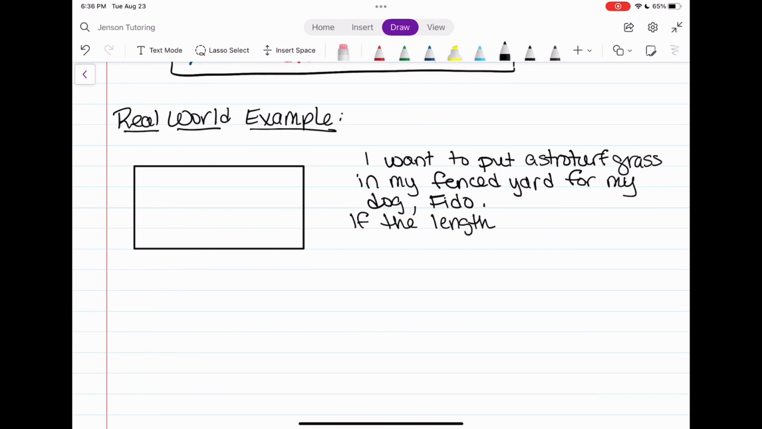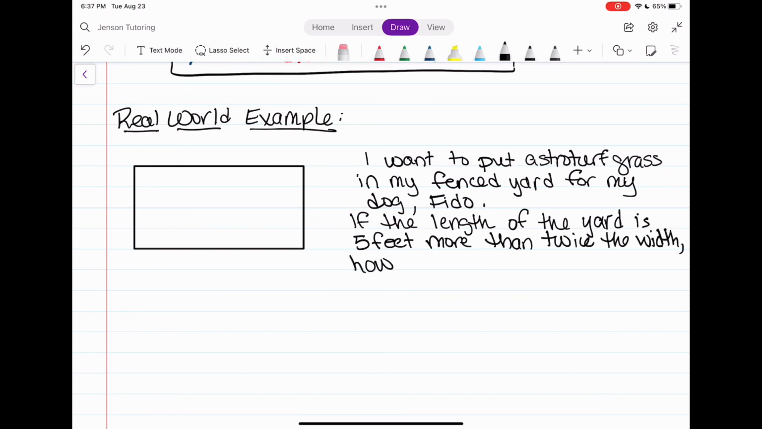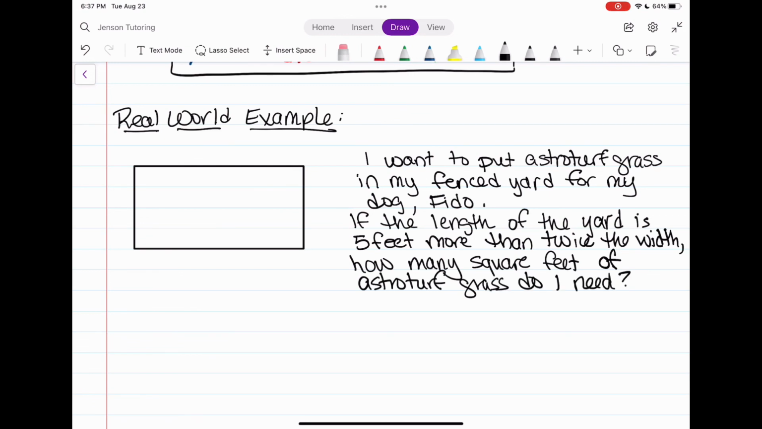So remember, area of a rectangle, you multiply length times width. So if the length of the yard is 5 feet more than twice the width, how much grass do I need? And we need it in square feet. So square feet implies that it's area. So in this case, again, we'll call the width x.